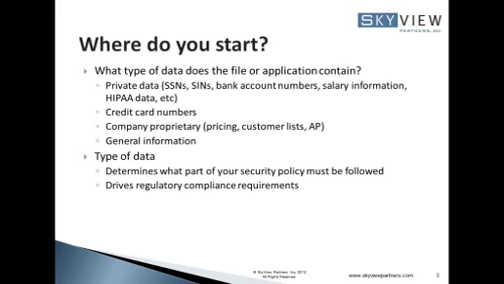So the type of data, when I say private data, would be things like Social Security numbers or social insurance numbers, depending on which country you live in, bank account numbers, salary information, healthcare information, and so forth. That is constituted as private data. Things like credit card numbers are also private data, but a credit card number is obviously an easy example of something that you want to keep secure.